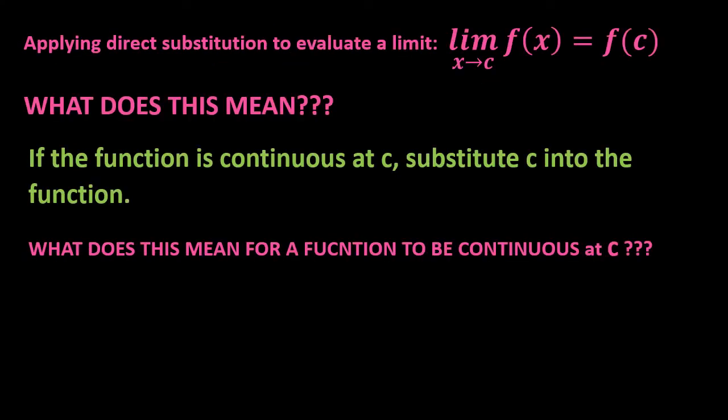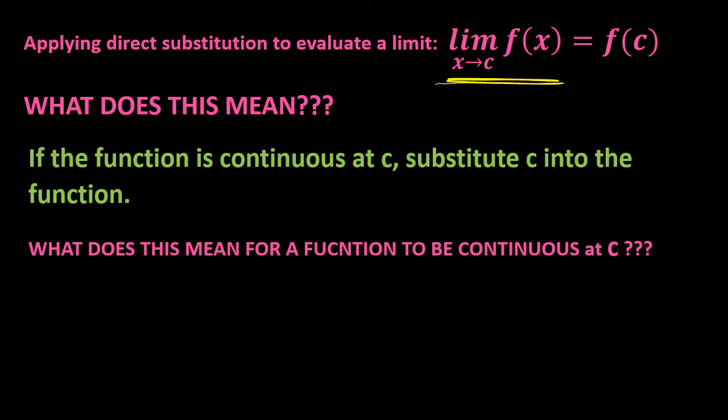So if we want to apply direct substitution to the definition of a limit, so if we look up here at the top of our screen, we have the limit of a function as x approaches c equals f of c. So if we talk about what this really means in the English language, it means if the function is continuous at the number c, so 5, -10, 27, whatever number c is, then we can substitute c into the function and find what that function is approaching as x approaches c.